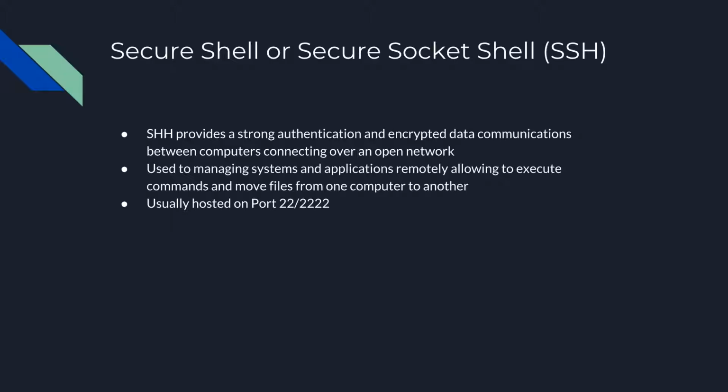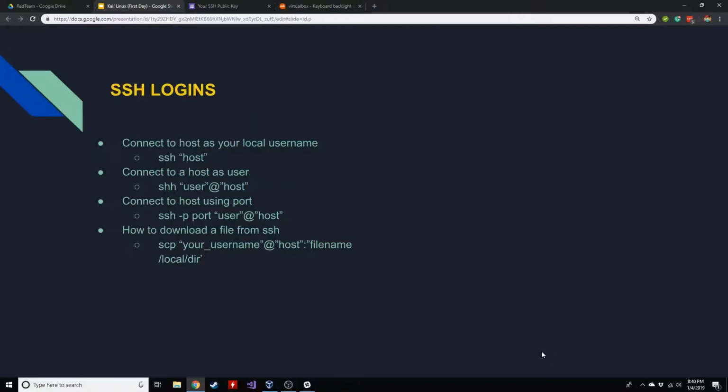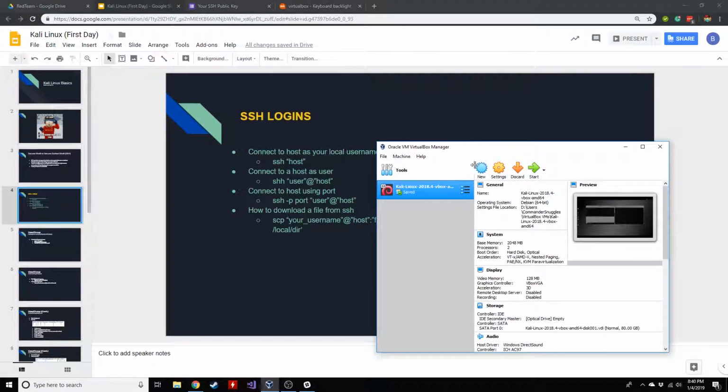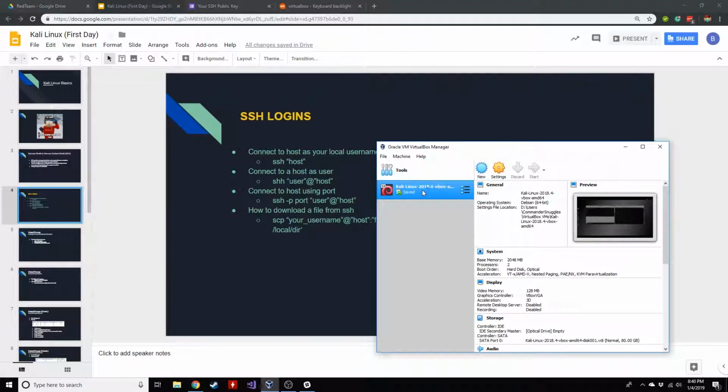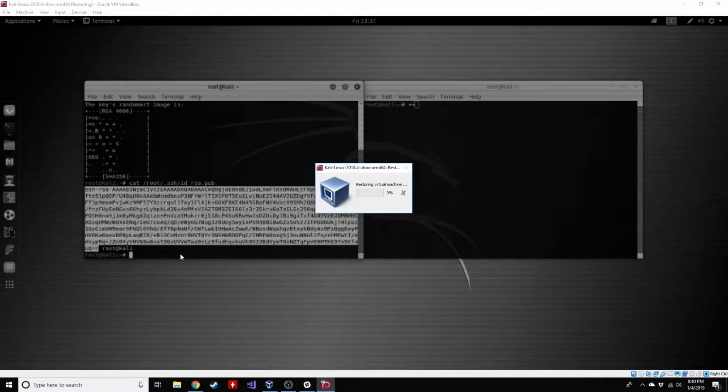Ports we'll go into more when we talk about Nmap, but that's just something you want to take note of for right now. So the basic way to SSH into a host is the command ssh, space, and then the host IP address or the domain. So let's try this out in Kali Linux. Let me just open up Kali Linux for you guys.